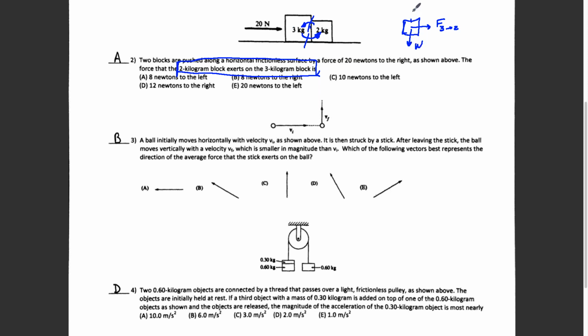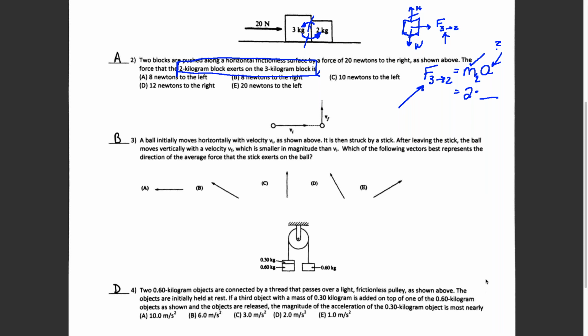So let's analyze it. I've got a weight vector down and a normal force up. They cancel each other out. And I can say that the force I'm interested in, F of 3 on 2, is the net force, and that's equal to the mass of the 2 kilogram block times the acceleration of the 2 kilogram block. So I'm looking for this. I know that the mass of the 2 kilogram block is 2 kilograms. If I knew the acceleration, we'd be in business. I just multiply 2 times whatever that acceleration is, and I'm done. So I need to figure out what the acceleration of the system is.